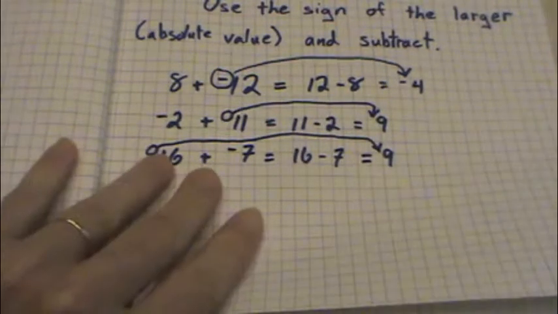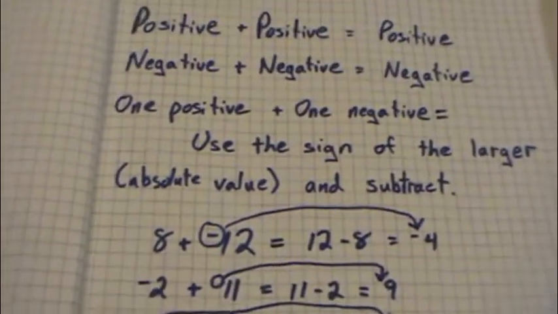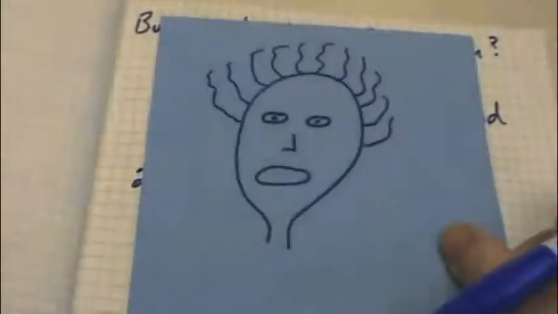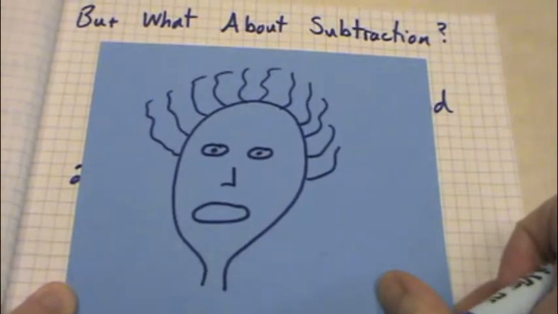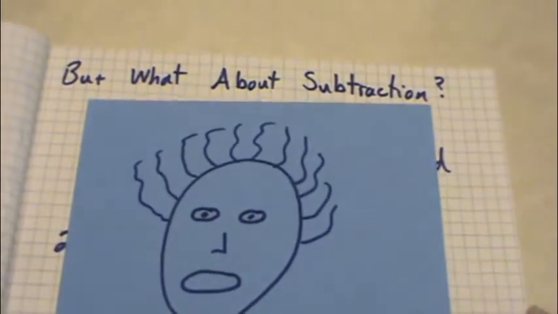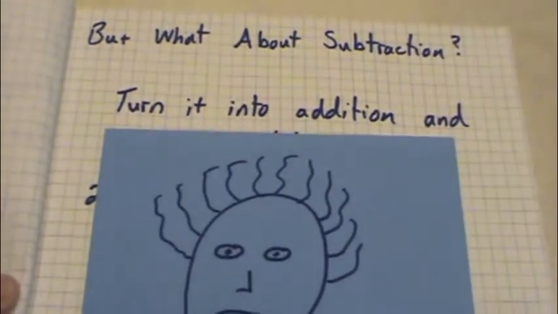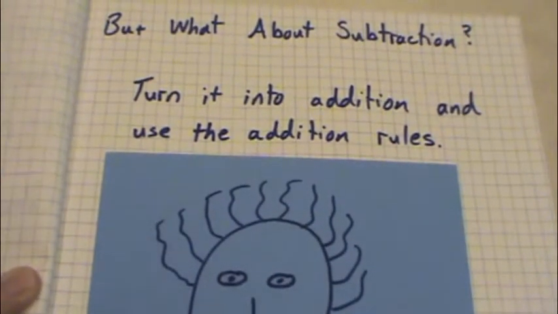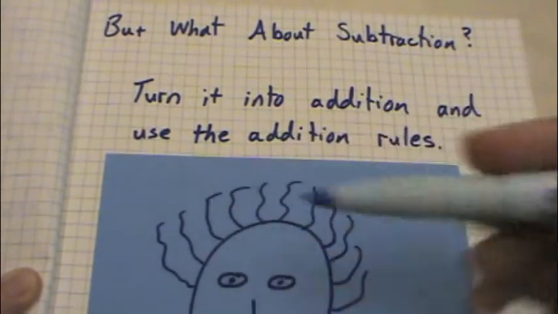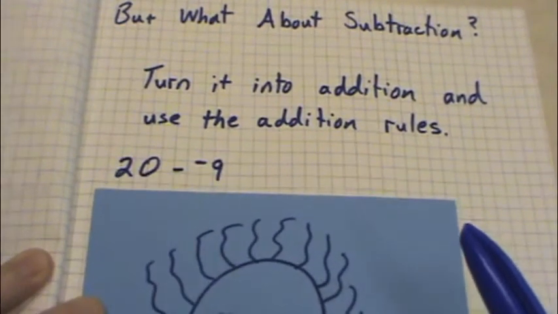Okay, we're not quite done with this yet. We have to deal with the subtraction. But what about subtraction? Oh no, it makes my hair stand on end. Except it doesn't need to. Piece of cake. Turn it into addition. Ta-da! And use the addition rules. But how, do you say? Easy! Use your magic brain and writing implement.